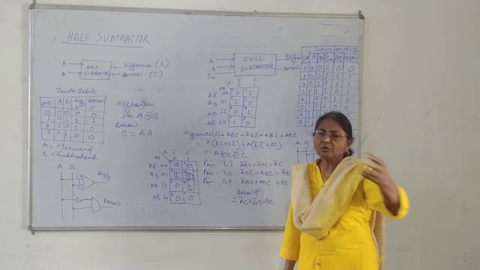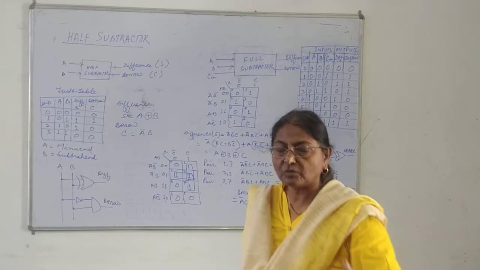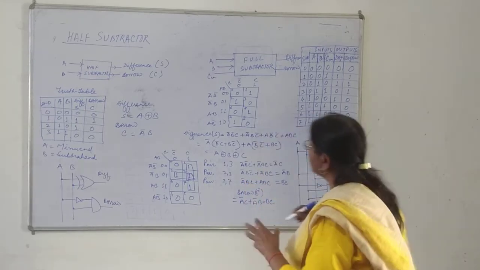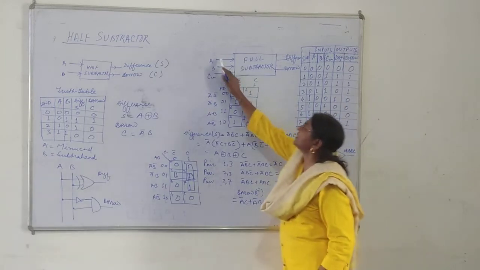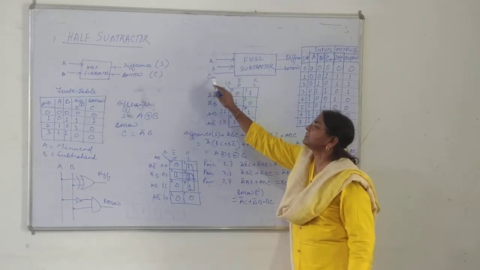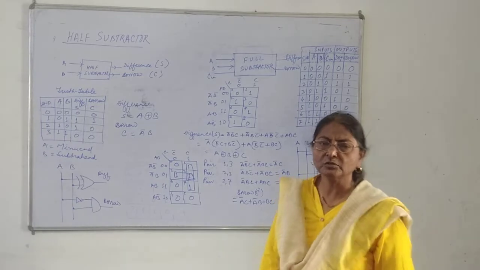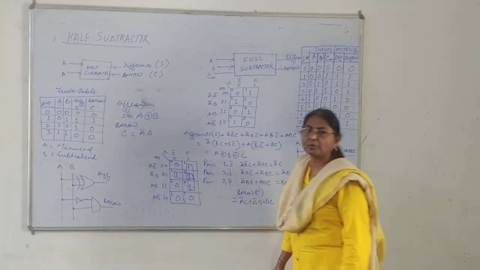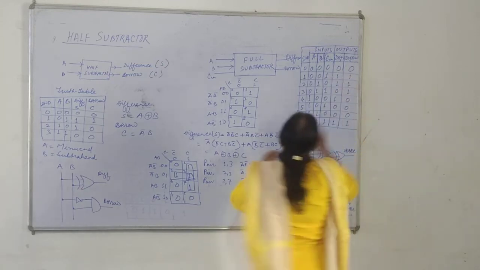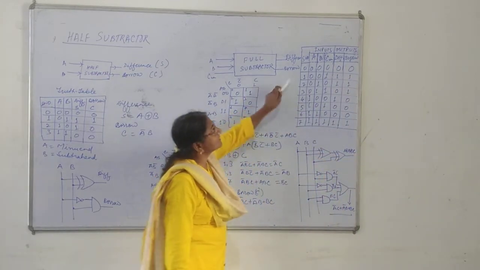Means the borrow coming from the previous bit will also be taken into account here. Here I have made the truth table. The inputs are A, B and the borrow, and here I have indicated the borrow with the C input. It is the borrow input. This is the truth table. What the truth table says, the output is difference and borrow.